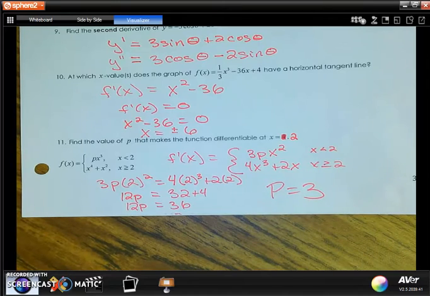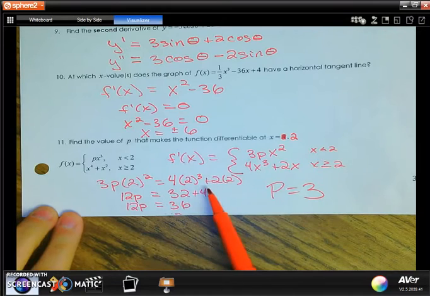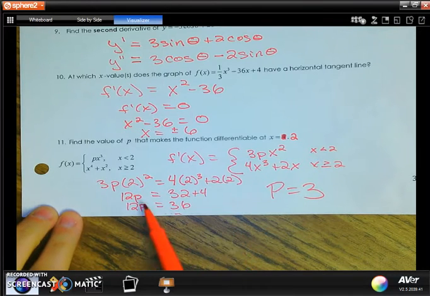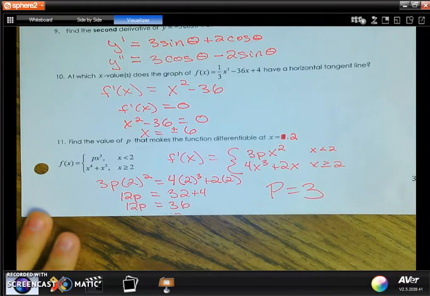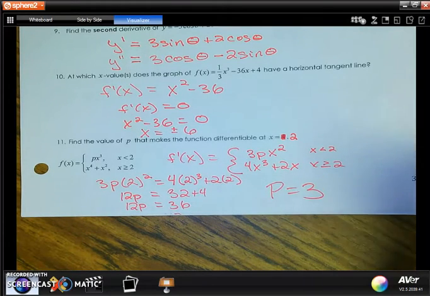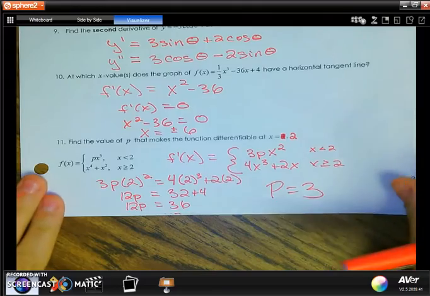Okay, so the video cut off there, but all I did was set this equal to there. You plugged in 2, and then you solved. So when you solve, you get P equals 3. Okay. Now we are on to the very last page.